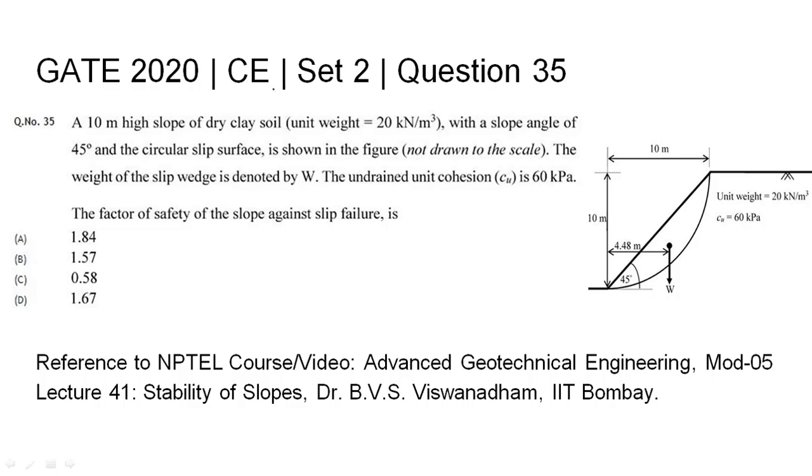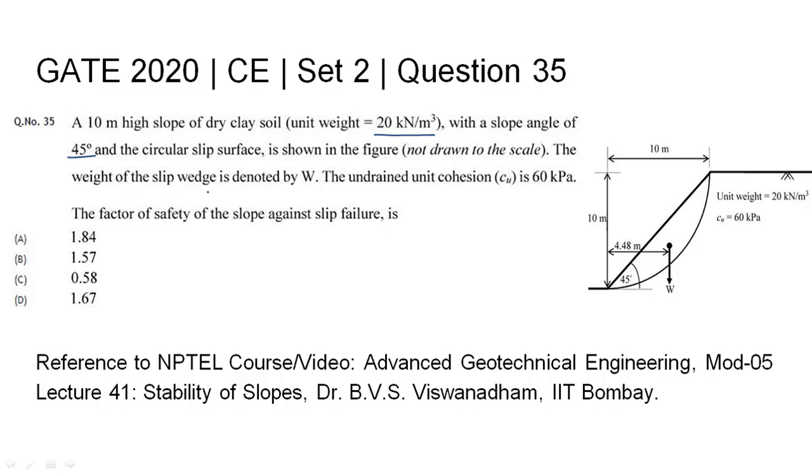GATE 2020 Civil Engineering Set 2 Question 35. A 10 meter high slope of dry clay soil of unit weight 20 kN per meter cube with a slope angle of 45 degrees and the circular slip surface is shown in the figure.